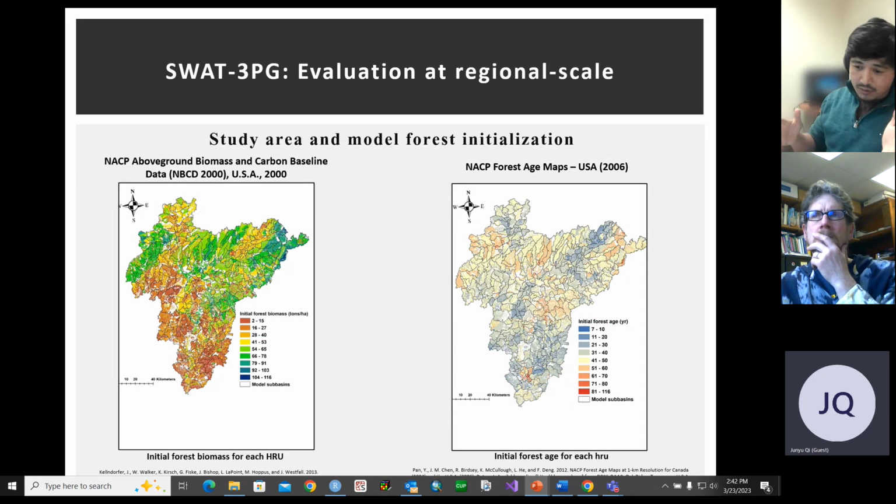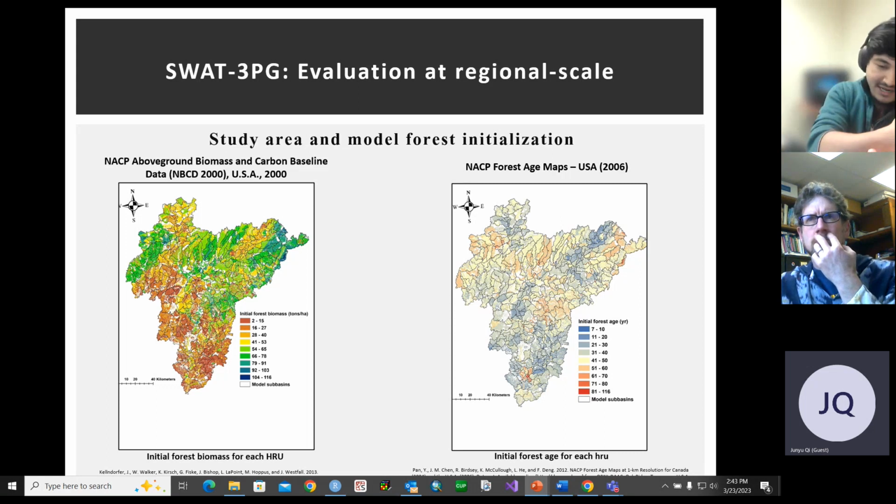As I mentioned, initializing forest is very critical for SWAT-3PG to work properly. So we found two data sets. The first was this NACP aboveground biomass data set for 2000, and because our model started in the year 2000, we used it as the initial forest biomass data set. For the forest age, earlier we only found a data set for 2006, so we backtracked 6 years.